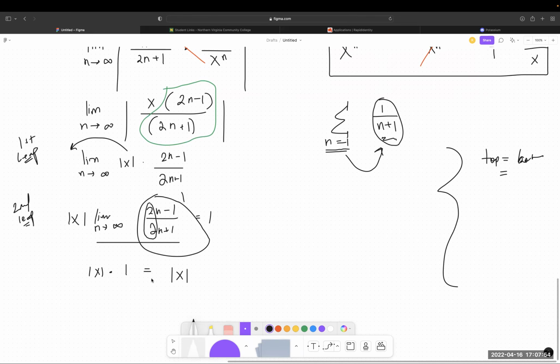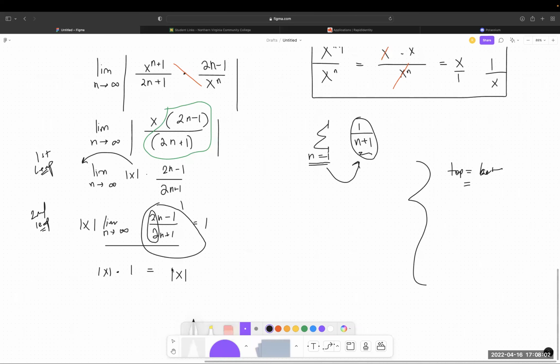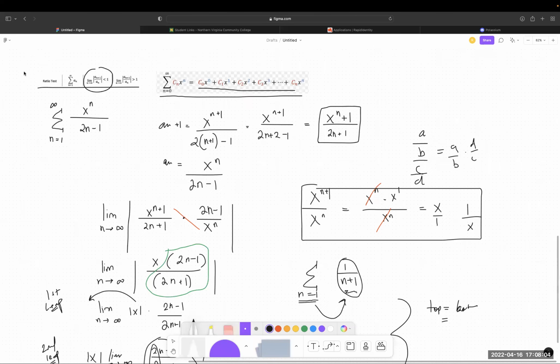Now, let's take a step back here, okay? And this is where you have to start distancing yourself from your work a bit to see, okay, well, what am I really doing? What you're really doing here is you're using the ratio test. And what does the ratio test say? It says that if you take the limit and you're less than 1, then you converge. If you take the limit and you're greater than 1, then you diverge.